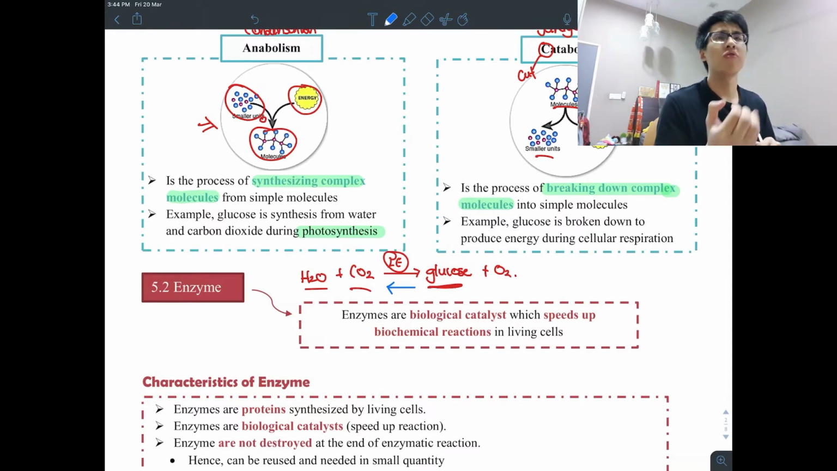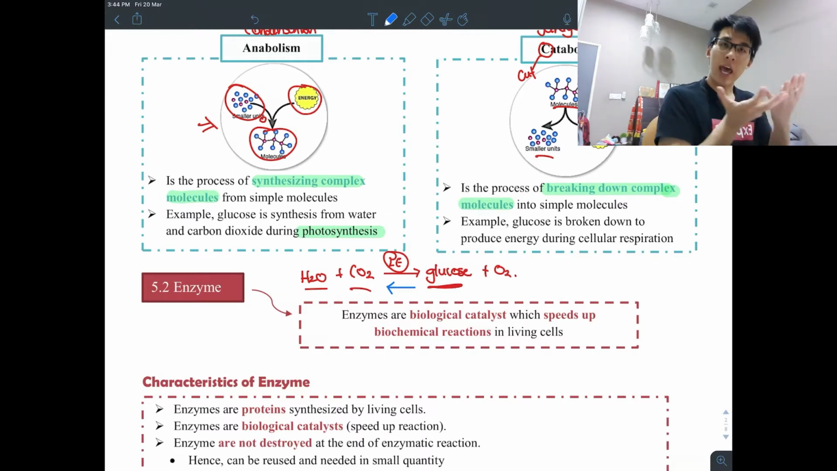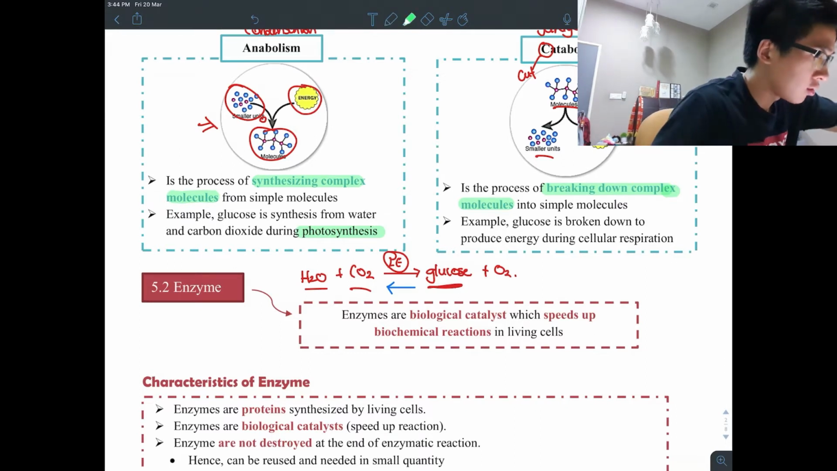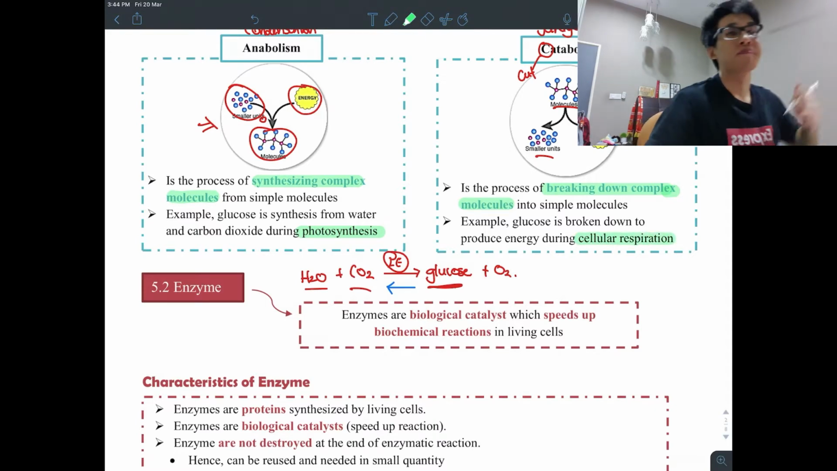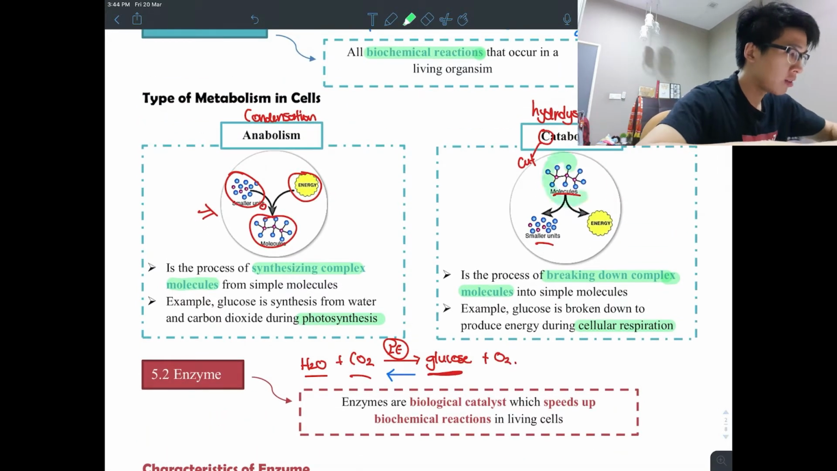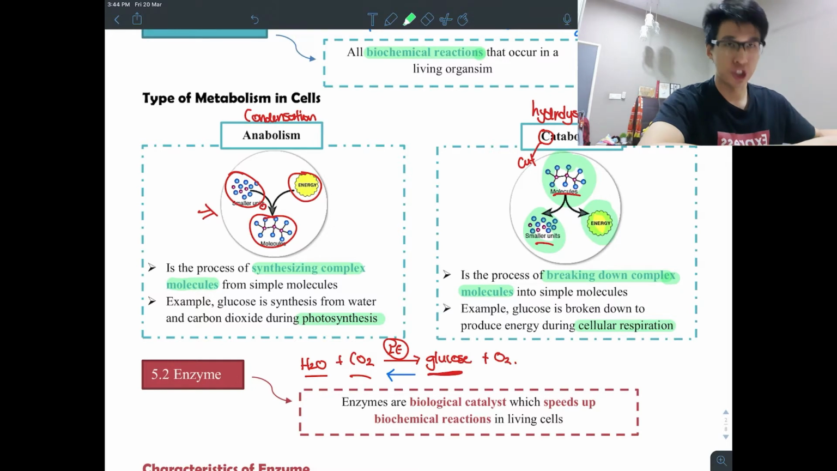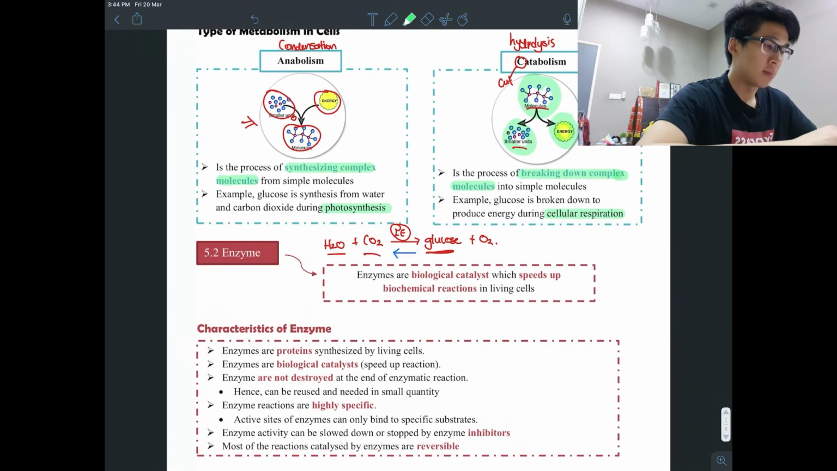So why do you need to breathe oxygen? Why do you need to eat food? So that your cells can combine these two, oxygen and glucose, to give your body energy. It's already written here: glucose is broken down to produce energy during cellular respiration. See the diagram here? I break down the larger molecule, which is glucose, into smaller molecules, which are water and carbon dioxide, and also energy. So that's it for metabolism.